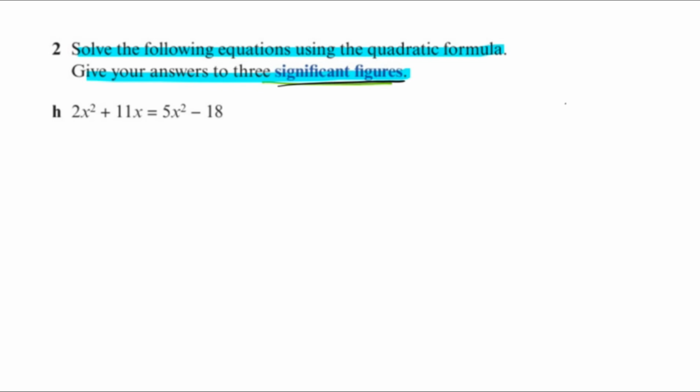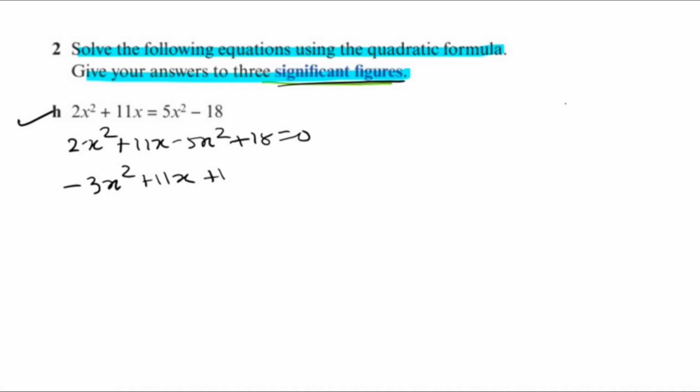Question: solve the following equations using the quadratic formula, giving your answer to three significant figures. We are going to do question H. Now as you can see, this is not in general form, so we have to move everything to the left hand side and write equal to 0. So 2x squared plus 11x minus 5x squared plus 18 equal to 0. Simplify it: minus 3x squared plus 11x plus 18 equal to 0.